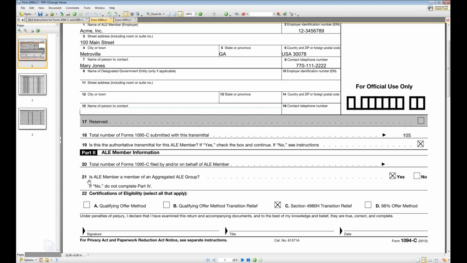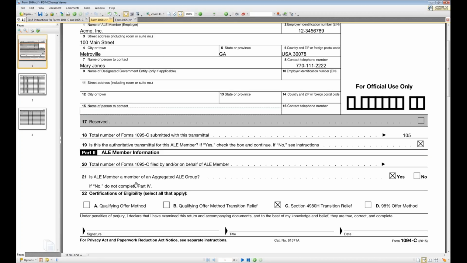I get a lot of questions about line 21. Is the ALE member a member of an aggregated ALE group? The translation here is, is there a common ownership group? Is there a control group? Are there 2 or more entities, including Acme Inc., that are commonly owned such that for purposes of IRS 414 and the employer mandate rules, those employers have to be combined together to see whether or not they are applicable large employers?